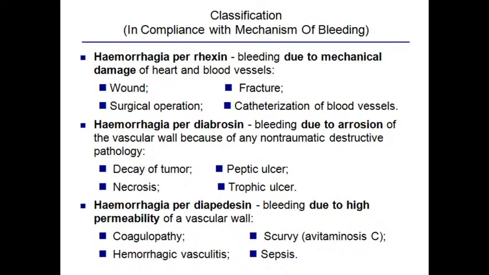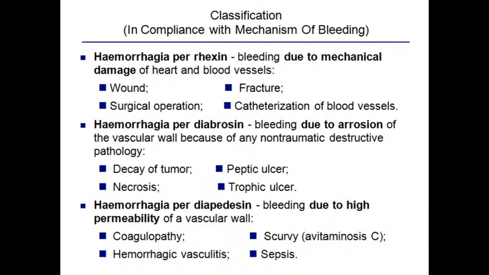Hemorrhagia per diapedesium is a bleeding due to hypermobility of the vascular wall. Pathology of coagulation system. Various coagulopathy means deficiency of coagulative factors, depletion of coagulative factors. Low concentration of the factors cause low ability of blood to coagulate and to form blood clots as a protective mechanism of bleeding.